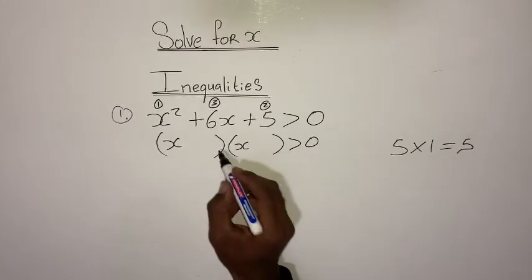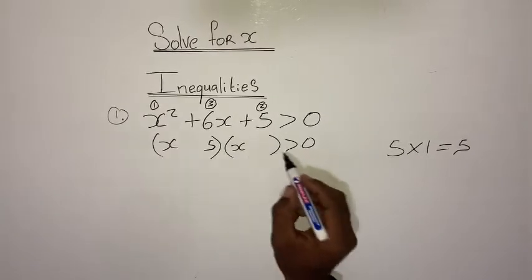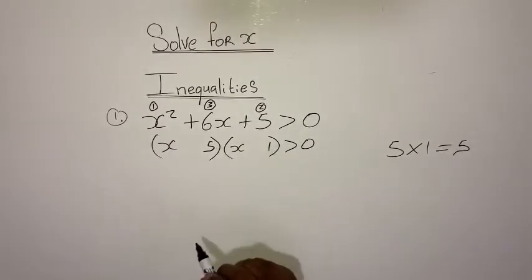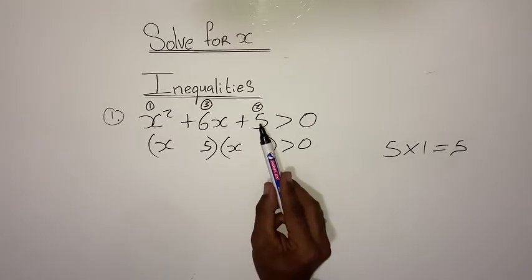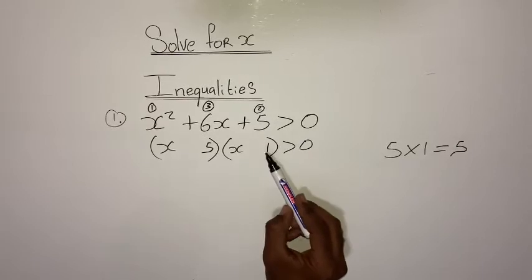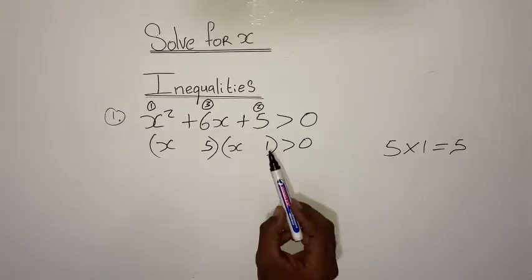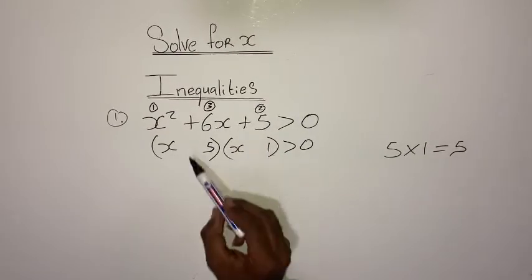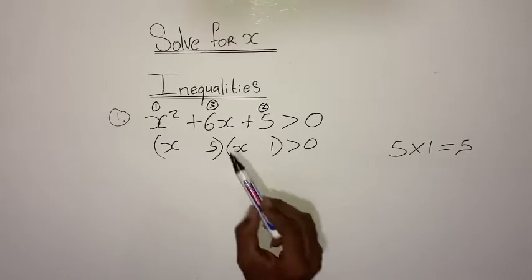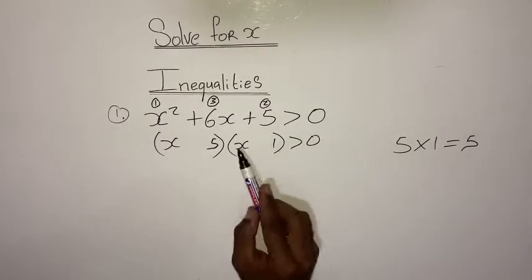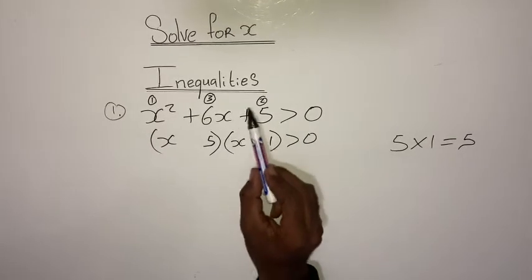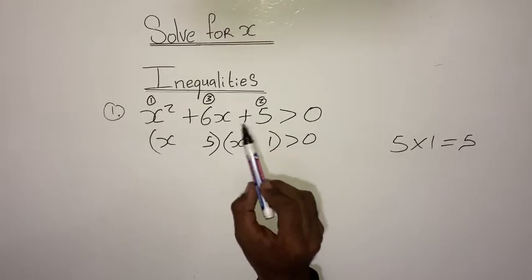The factors of 5 are only 5 and a 1. So, 5 times 1 will give us a 5, and 5 plus 1 will give us a 6. Therefore, these factors perfectly suit this sum in particular. Then we go on to look at the sign of the constant, which is a plus.